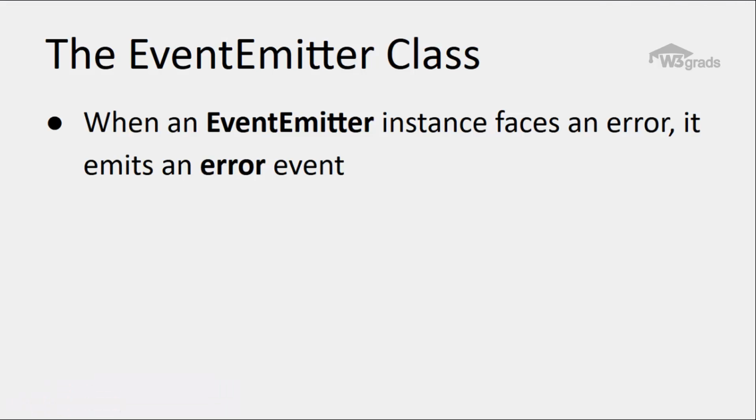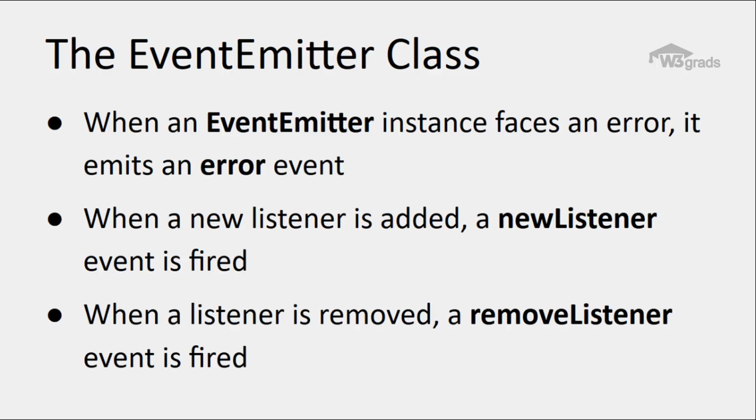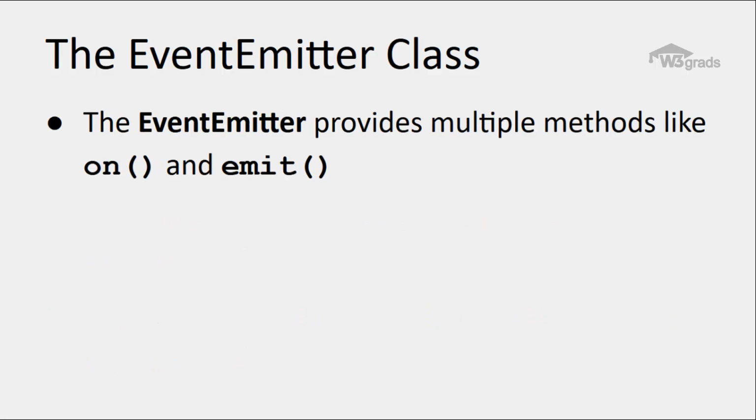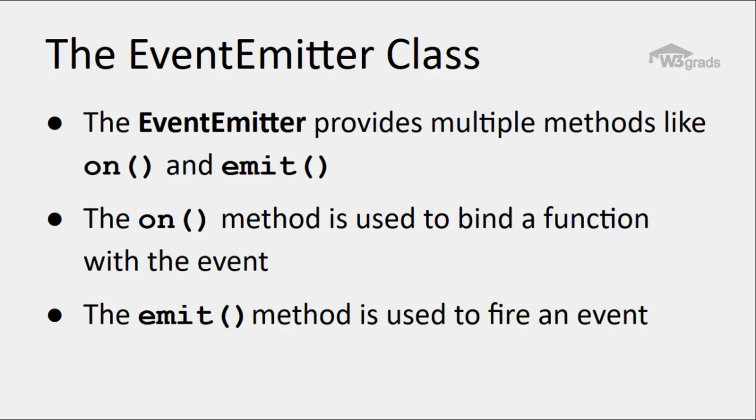When an event emitter instance faces any error, it emits an error event. When a new listener is added, a new listener event is fired, and when a listener is removed, a remove listener event is fired. Event emitter provides multiple methods like on and emit. The on method is used to bind a function with the event, and the emit method is used to fire an event. Now, let me show you an example of using the on and emit functions.